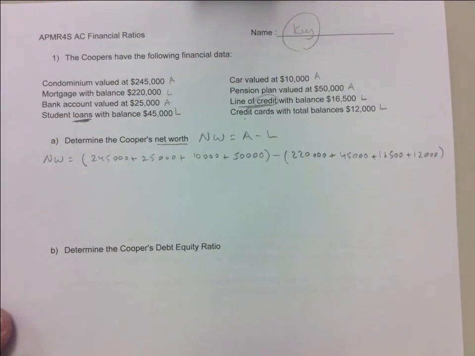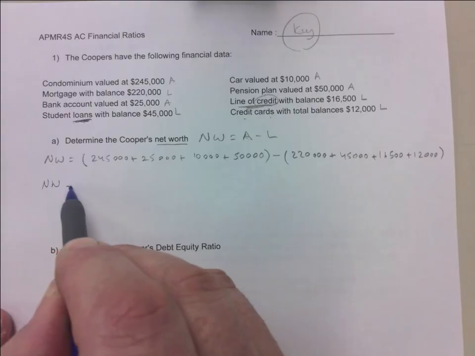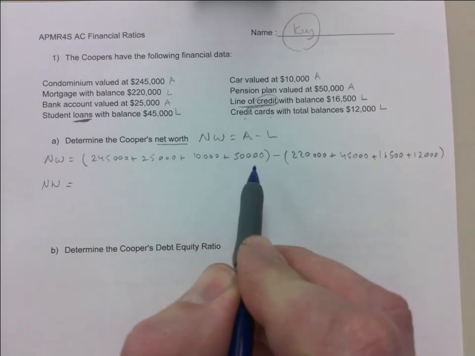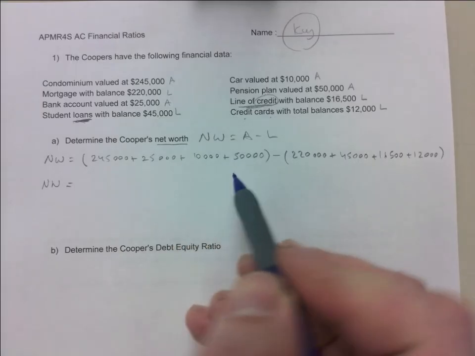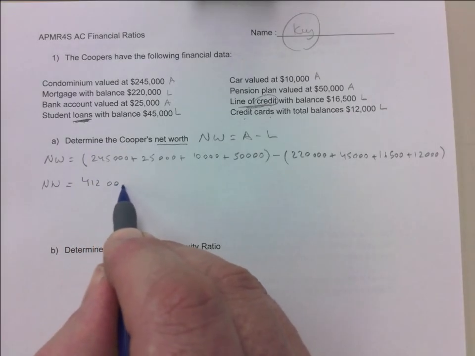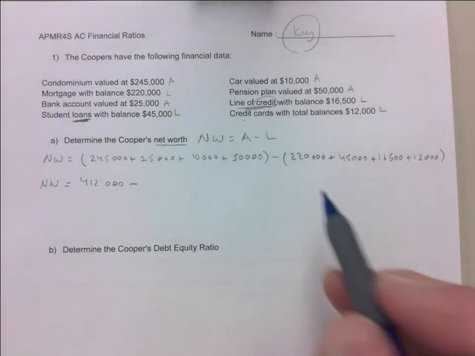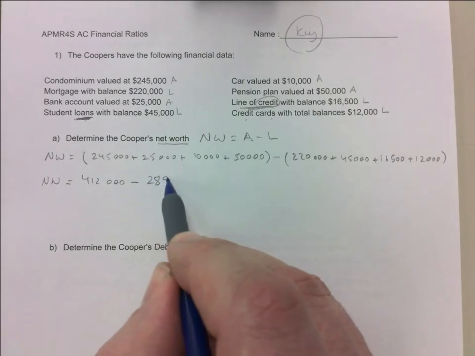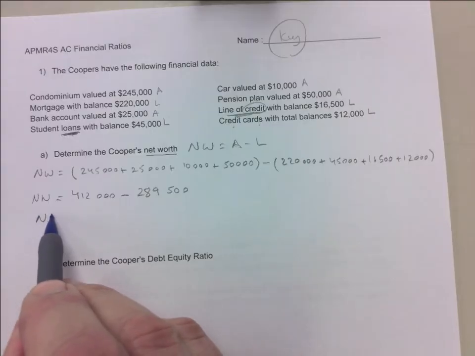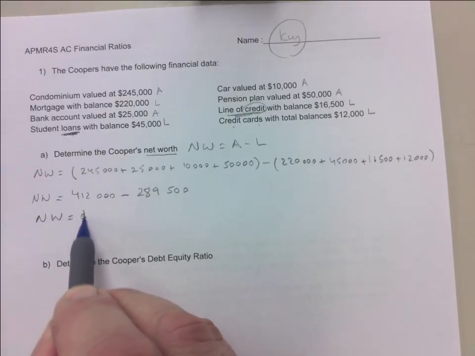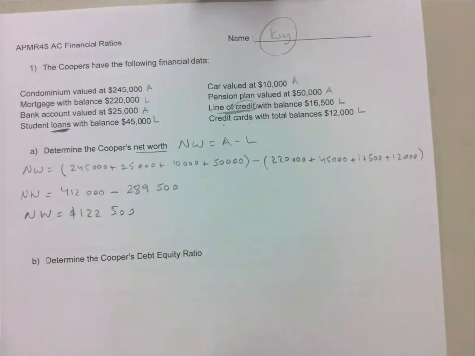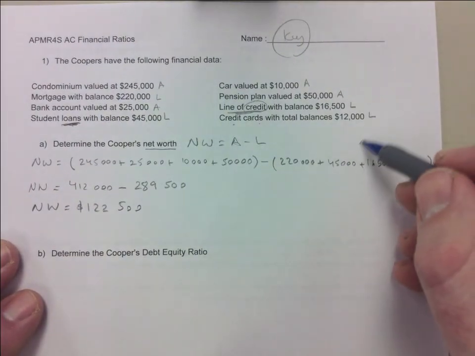So that's what I would want to see. I would strongly recommend you do that. And then add them up separately, though. Don't put everything in your calculator, because chances are you're going to need some of these numbers again. If you add up all of your assets, you've got 412,000. If you add up all of the liabilities, it's 289,500. And so here's your net worth: 122,500.